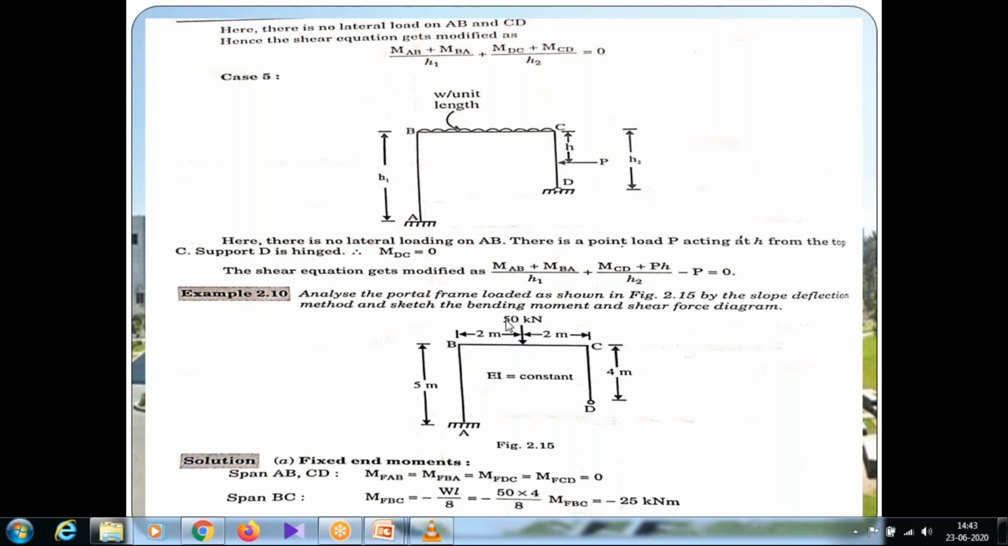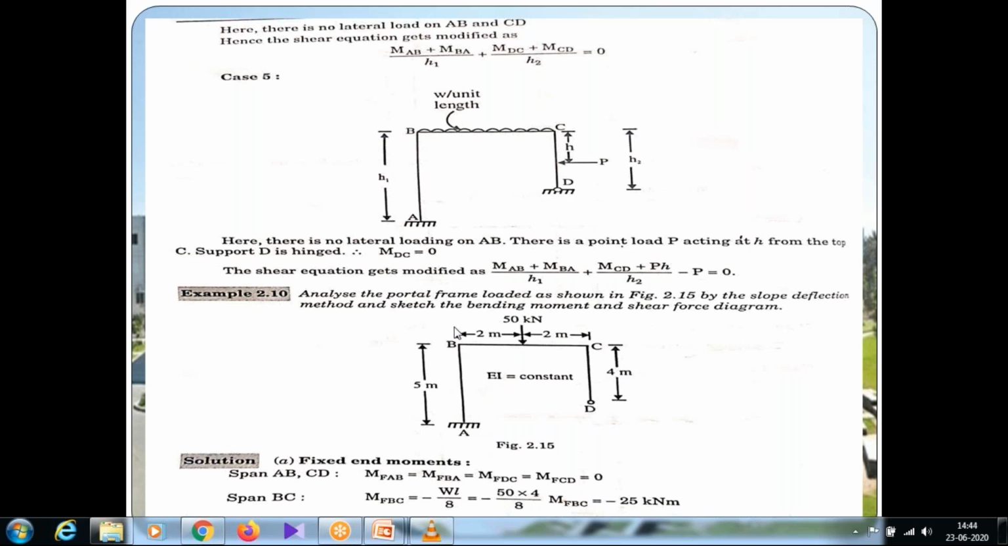Because of the load, the sway will not occur. But because of the unsymmetrical length of span AB and CD, the sway will occur. And one more reason: joint A is a fixed support and joint D is a hinge support. Because of different end conditions also, the sway will occur. So in this question, there are two reasons for the occurrence of sway. One is the unsymmetrical length of both the columns, that is span AB and CD, and the end conditions are also different. Joint A is fixed, joint D is hinged. Because of these two reasons, the sway will occur.